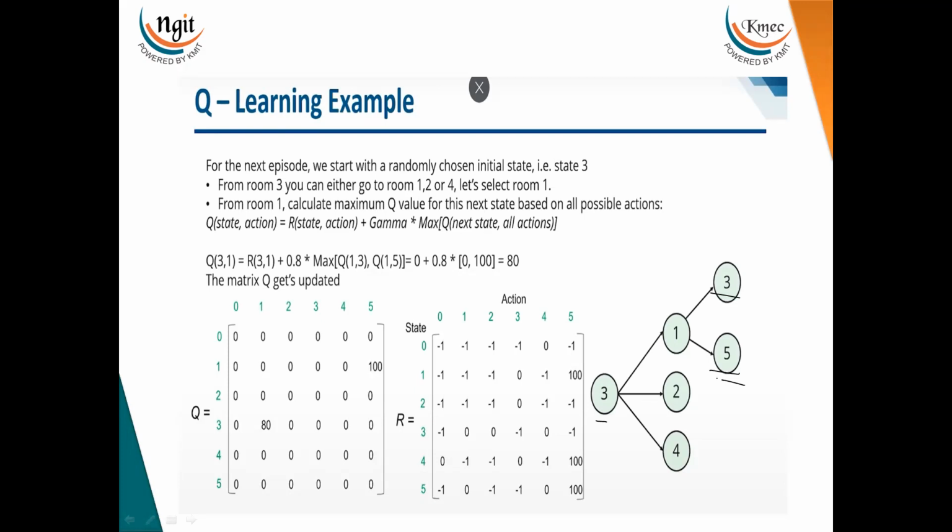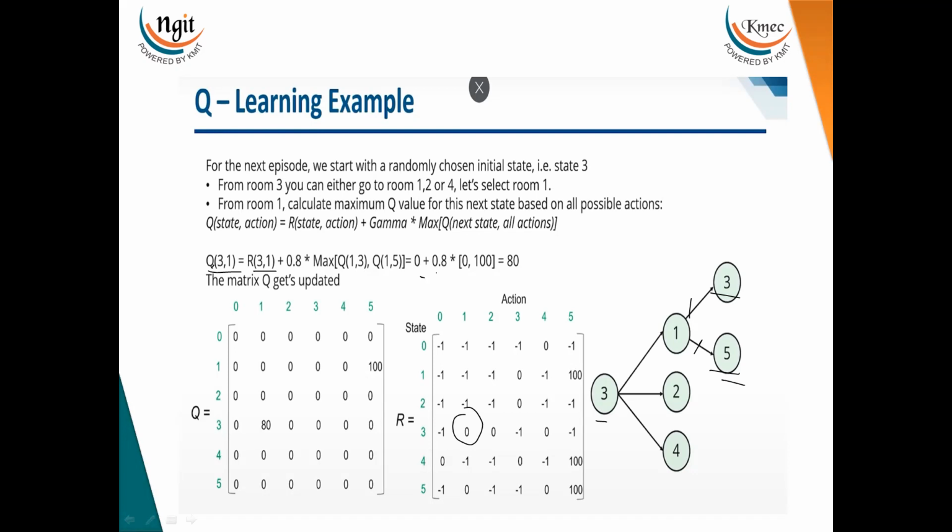So in that way I have to reach the final state. From room 1, I have to calculate the maximum Q value, since from 3 I reach 1. Now from 1 I can go to 5 and I can go to 3. So I have to see which path to choose so that I can get the maximum reward or maximum Q value. Okay, so we are choosing from 3 to 1. So I want to find the Q value between 3 to 1, which is equal to what? The reward of 3 to 1, which for me is 0.